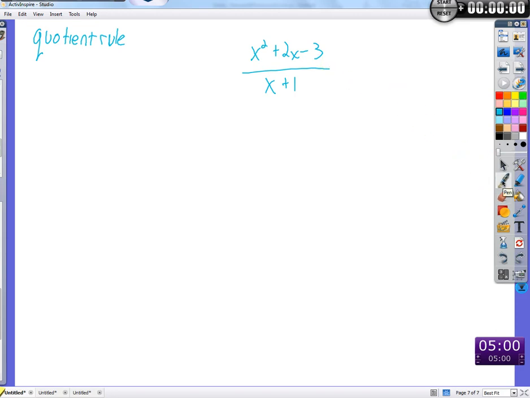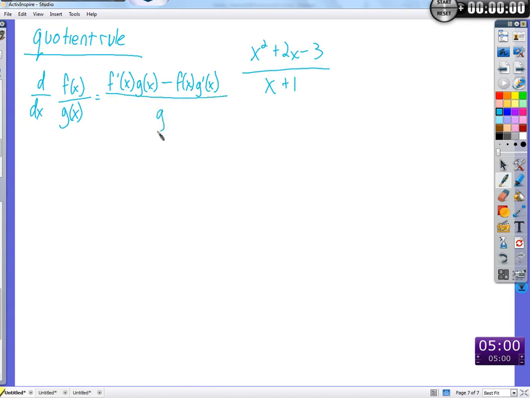So why don't we just write the quotient rule here. The derivative of a function divided by another function is equal to f prime of x times g of x minus f of x times g prime of x, over g squared. Or easier to look at would probably be g of x squared.